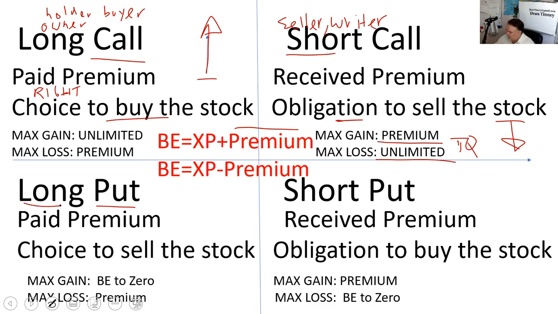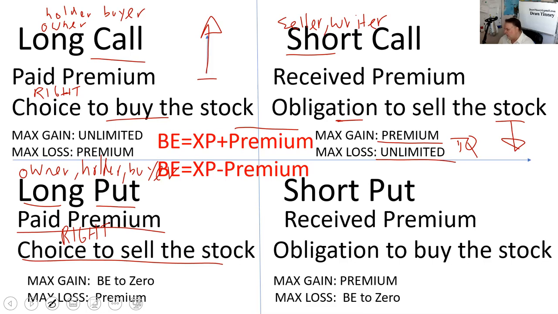So again, they could say on the test, owner, holder, buyer, whatever you're not prepared for. But what you ultimately got to get to is that you pay a premium, you have a choice. Again, I like to use the word choice, but you could use the word right if you'd like. I personally don't like using right because it sounds exactly like write and they mean exact opposite things.